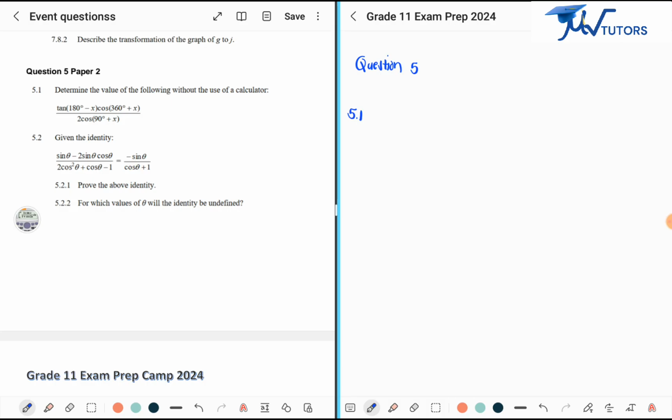Okay, cool. So anyway, it says determine the value of the following without the use of a calculator. Before you do trigonometry, please, maybe somewhere for yourself, just draw the Cartesian plane, just so that you can see what's going on and remind yourself of the CAST rule. So in the first quadrant, all of sine, tan, and cos are positive. In the second quadrant, only sine. In the third quadrant, it's tan. In the fourth quadrant, it's cos.